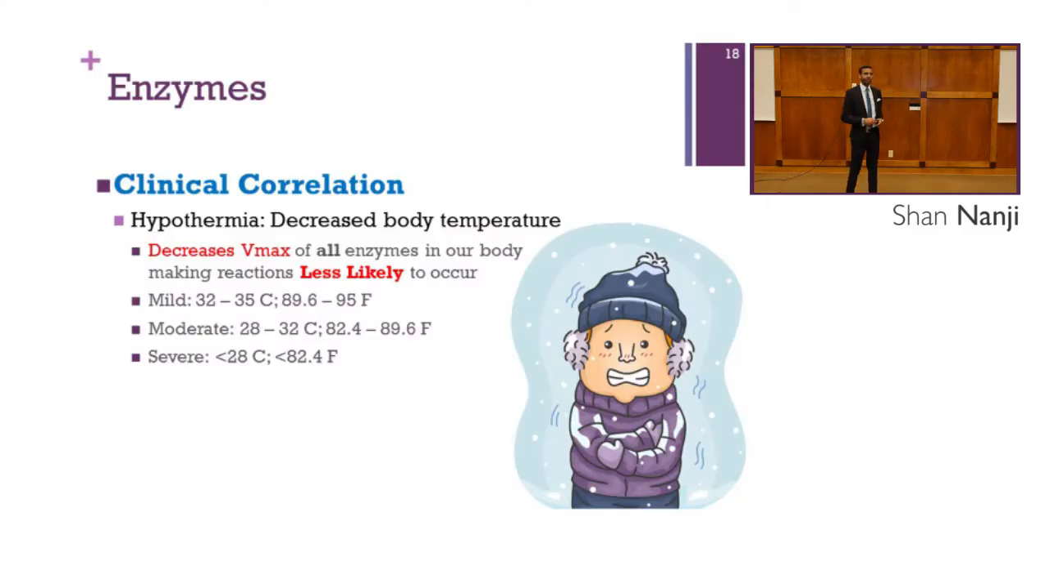Hypothermia, on the other hand, means you have decreased body temperature. This decreases the Vmax of all of your enzymes, making the reactions less likely to occur. Mild hypothermia is between 89.6 and 95 degrees Fahrenheit. Moderate is between 82.4 and 89.6 degrees Fahrenheit. Severe is below 82.4. So you treat these people with gradual rewarming. You'll remove their wet clothes, give them blankets, and give them warm liquids orally if it's mild, IV warm liquids if it's moderate or severe.